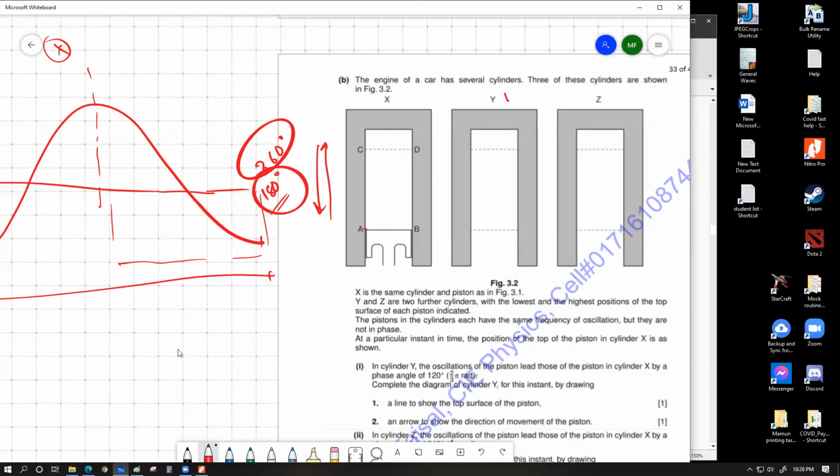This piston is leading. It means when this piston is at lowest position, this piston was 120 degree less of coming to the lowest position. Do you get my point? Yes, sir. Y is leading X means it is about to reach the condition of piston X. It hasn't gone through.